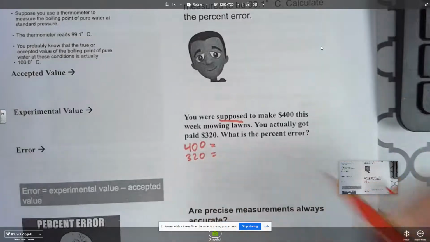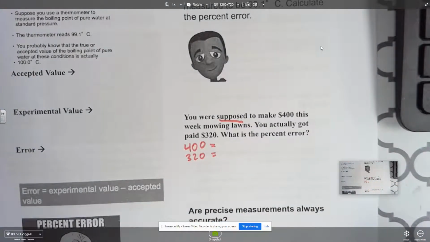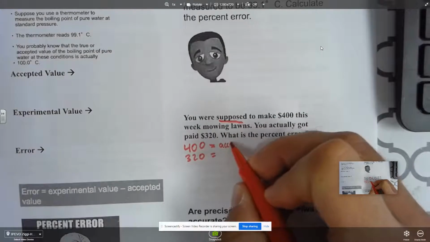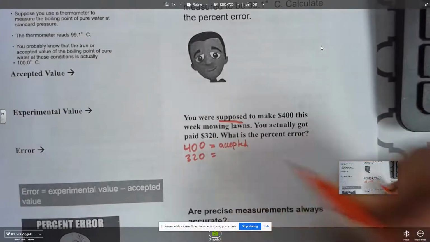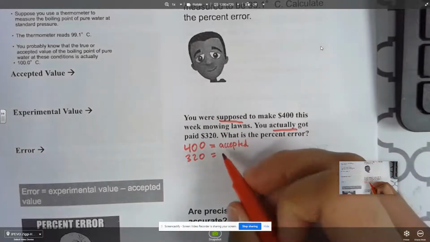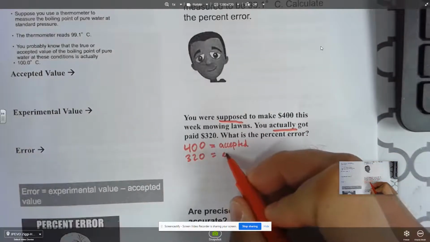Okay, which one of these is the accepted value and which one of these is the experimental value? Okay, so the accepted one is the one that was, keyword, supposed to happen. So you are supposed to make 400 this week. Okay, but what really happened was 320. So that's the experimental.